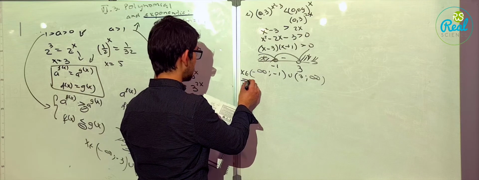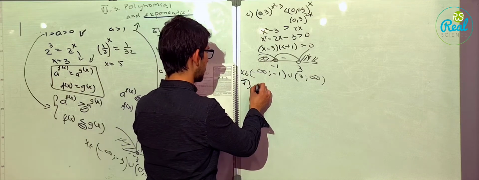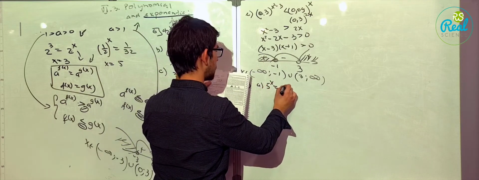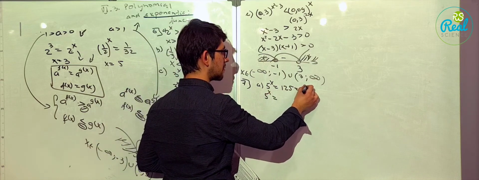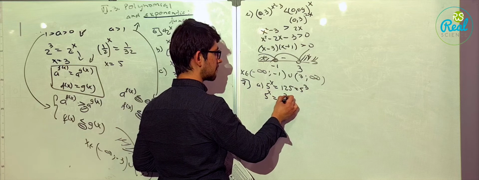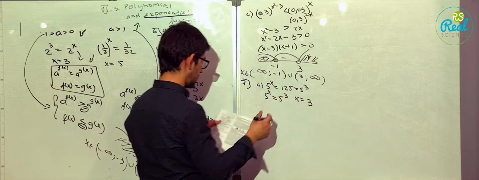Let's turn to 7. Solve the equations. A part: 5 to the power of x equals 125. 125 is 5 to the power of 3. So 5 to the power of x equals 5 to the power of 3, so x equals 3, that's it.